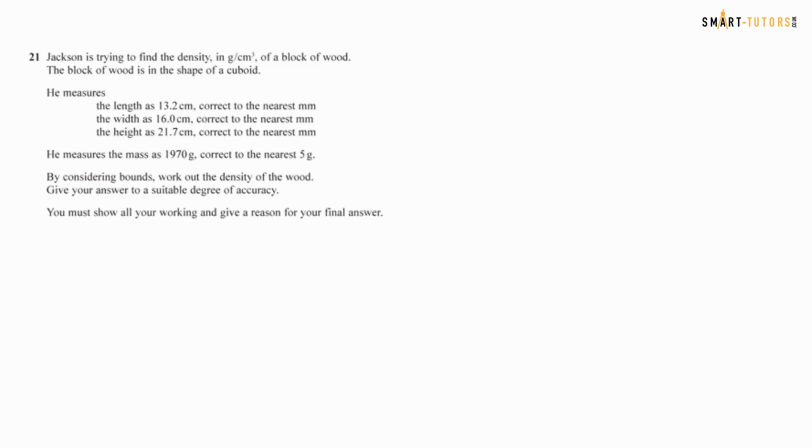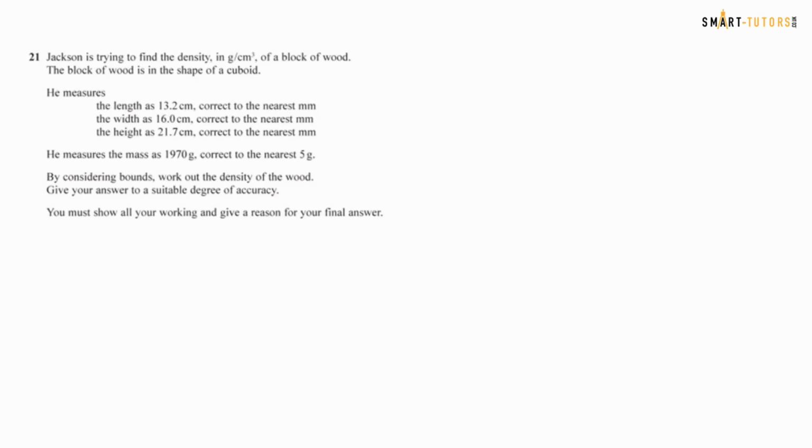Question number 21. This is the last question and it's a 5 marker, all about the bounds. Jackson is trying to find the density in grams per centimeter cubed of a block of wood. The block of wood is in the shape of a cuboid. He measures the length as 13.2 centimeters, correct to the nearest millimeter, and the width and height are given. He measures the mass as 1970 grams, correct to the nearest 5 grams.